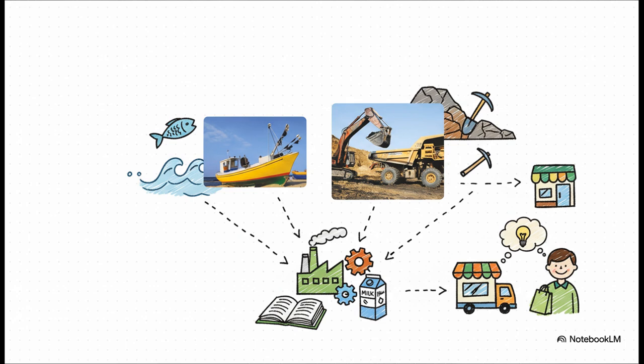On the left, you see fishing. You're taking fish straight out of the river or the sea. On the right, mining, digging coal and minerals right out of the earth. Farming, of course, is the biggest example. All of them, getting resources directly from nature.